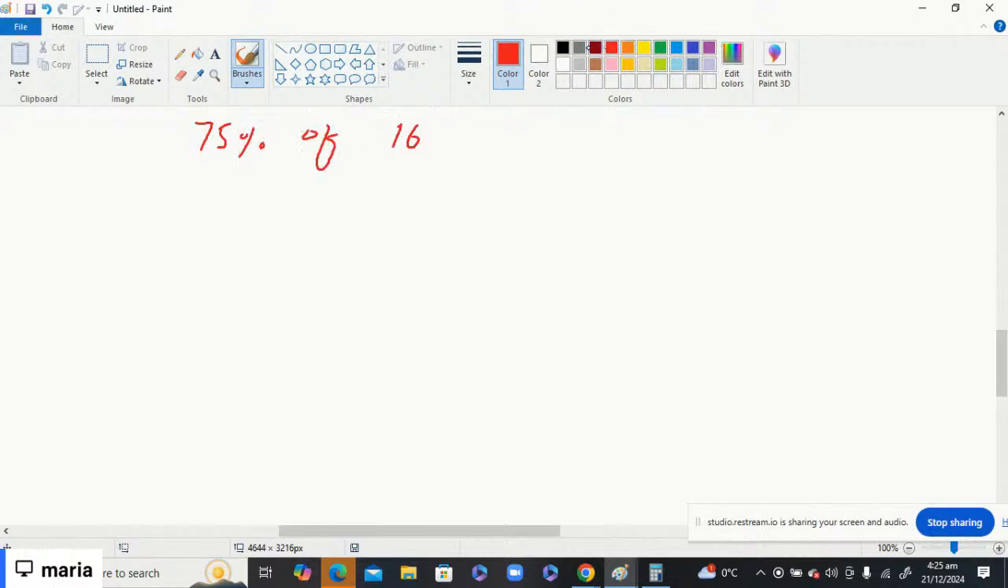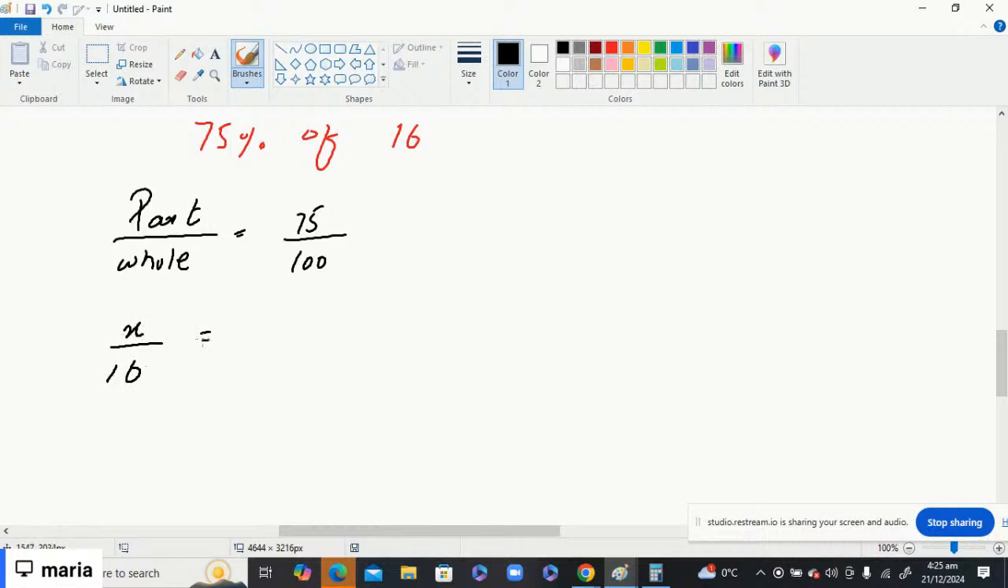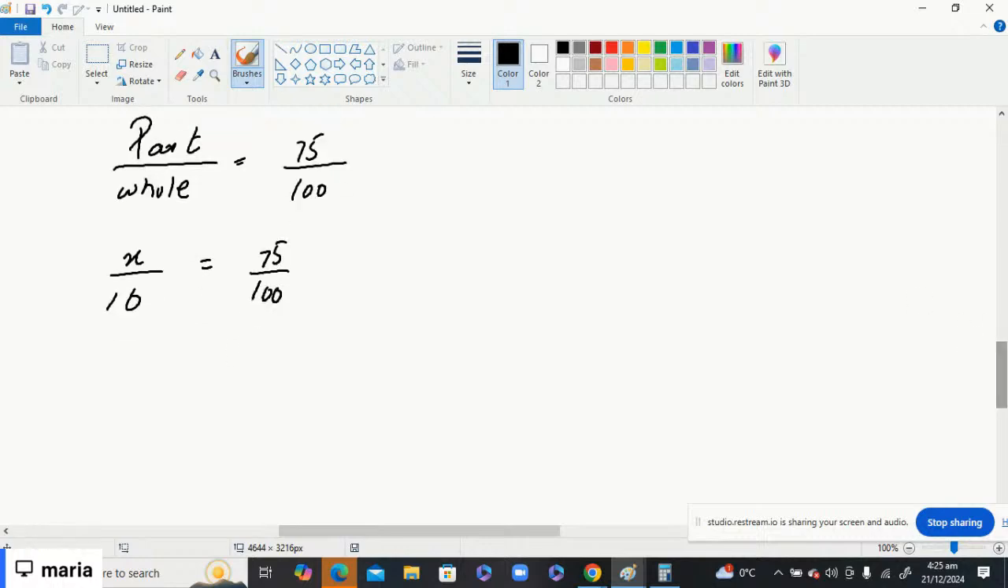Okay, so now here, part over whole equals percentage over 100. The part is not given, which is x, the whole is given, that is 16. Here is the 75 over 100. So cross multiply: 16 times 75 equals x times 100.